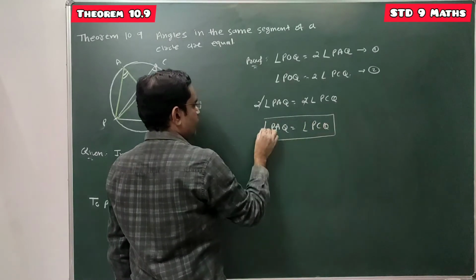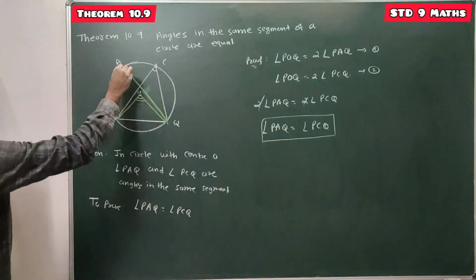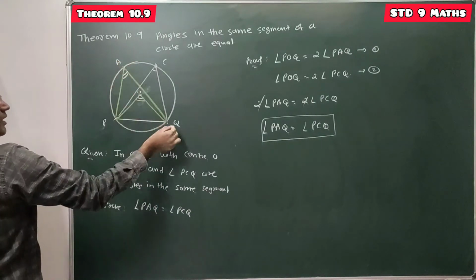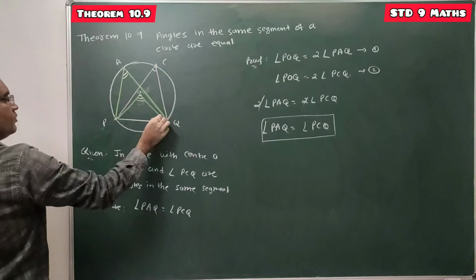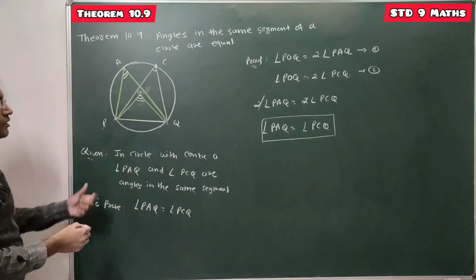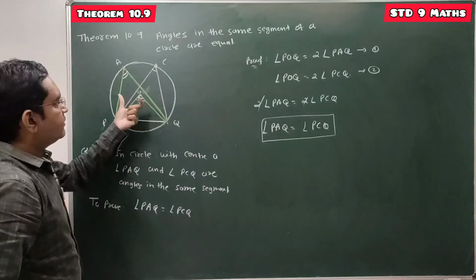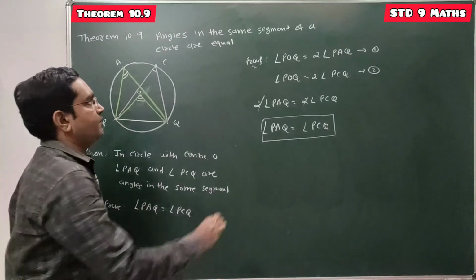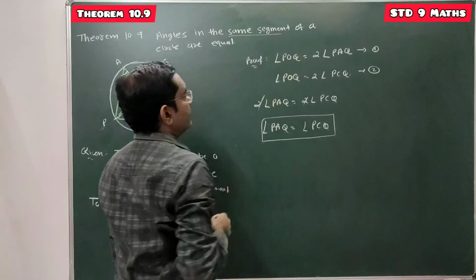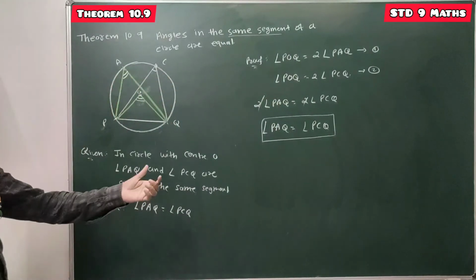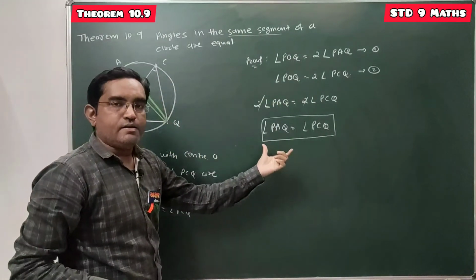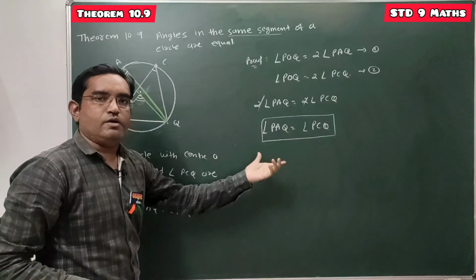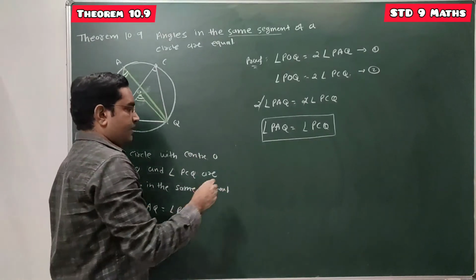What is angle PAQ? Angle PAQ is the angle subtended by chord PQ at point A, and PCQ is the angle subtended by this chord PQ at point C. These two angles are common angles, that means these two angles lie in the same segment. Another way to say it is the angle subtended by the same chord, or the angle subtended by the same arc on a circle.